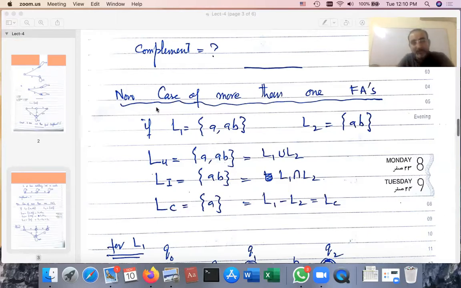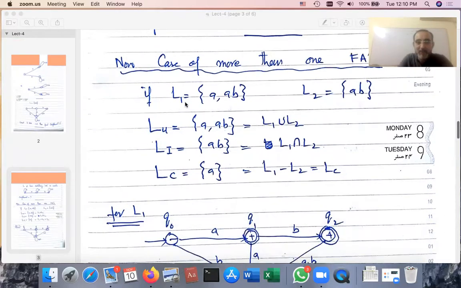So for example, if we have a language L1 as A, comma, AB, so these are the two strings in language 1, and we have a language L2 which has a string AB. So now we have two languages, it means now we have two FAs.